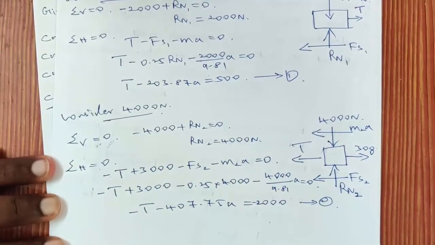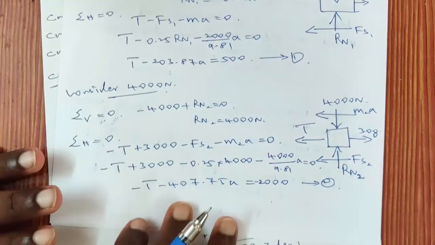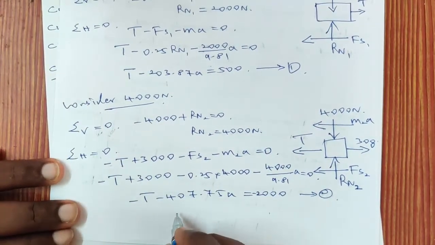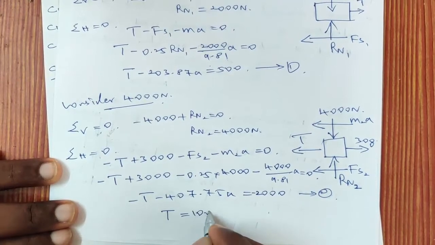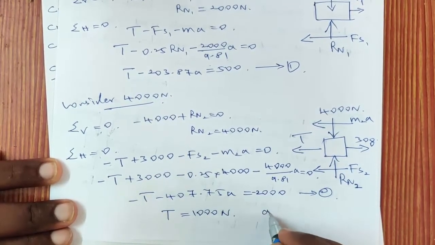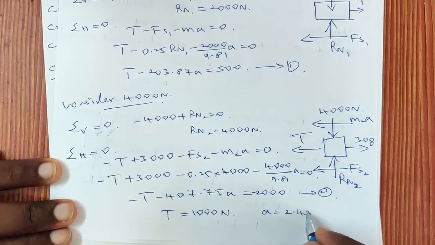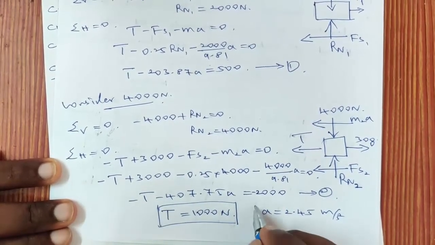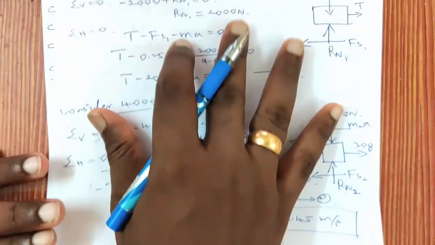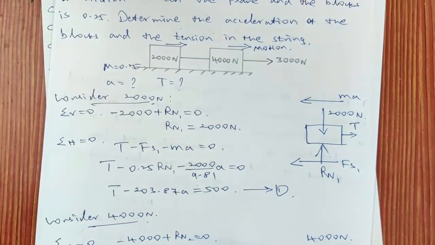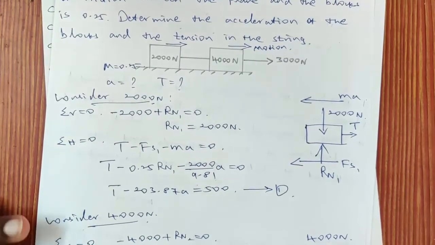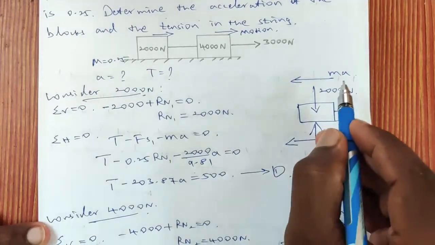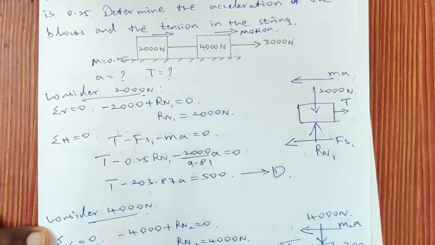So now, if you solve these two equations, then you will get the value for tension and acceleration. The calculated tension value is T is equal to 1000 Newton and acceleration is 2.45 meter per second square. Okay. So the problem is same like the frictional problems, but the only thing we have to add the inertial force, and this inertial force will always act in the opposite direction of motion.